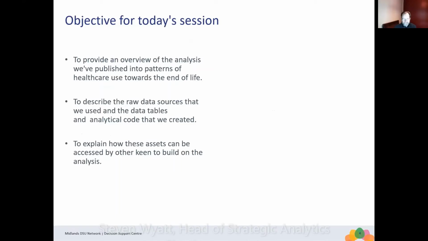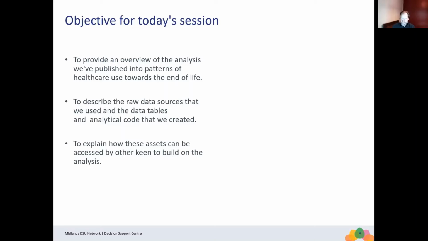Thanks, Janine. So just a quick recap on the objectives for the session today. We want to provide a bit of an overview of the analysis that we published a few weeks ago into patterns of healthcare use towards the end of life. We want to describe the broad data sources that we used and the data tables that we created and all the analytical code that was developed to produce the report. And then finally, we want to explain how those assets can be accessed by others who are keen to build on the work that we've already done.